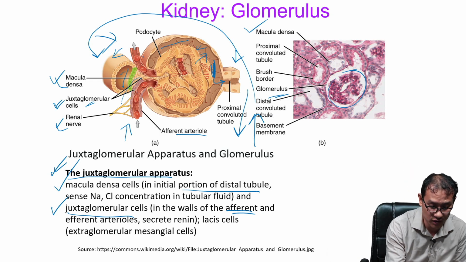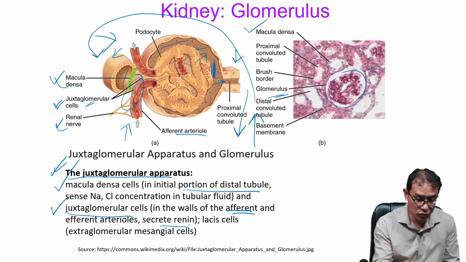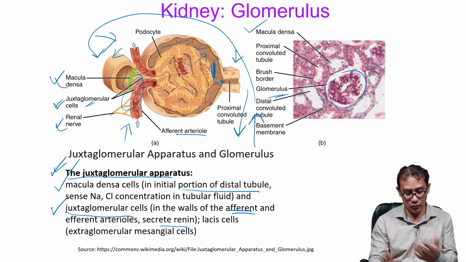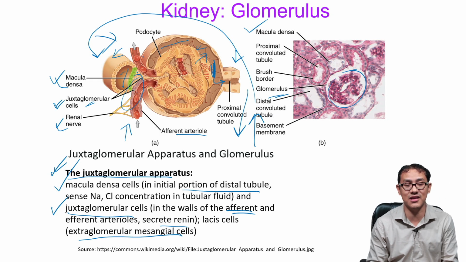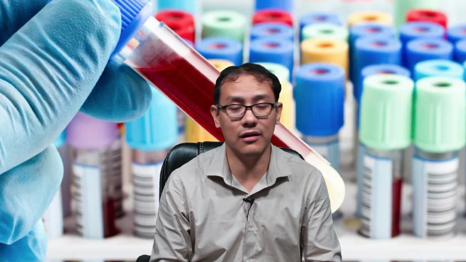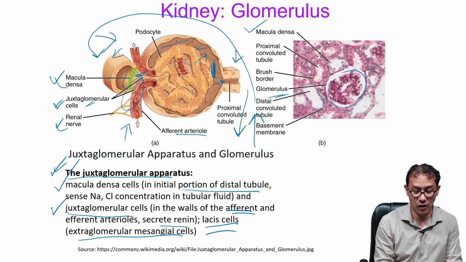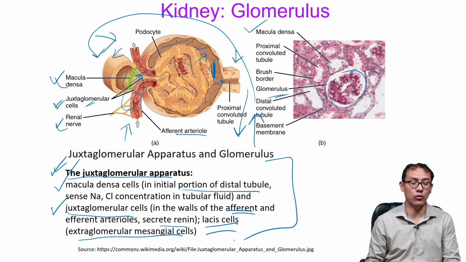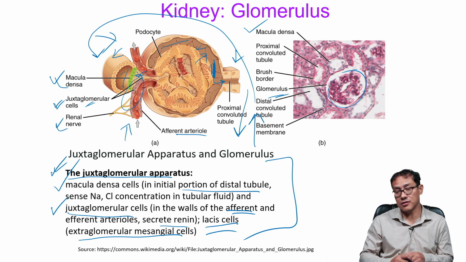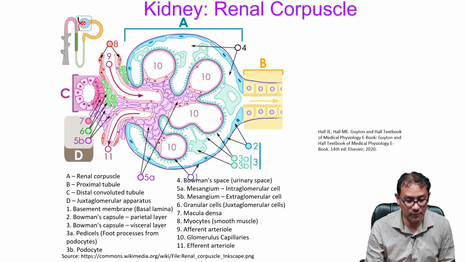For example, here you can see that in the wall of the afferent arteriole they secrete renin. Also there are the mesangial cells, known as extraglomerular mesangial cells, also known as Lacis cells. These are cells which surround the arterioles, but they are extraglomerular, outside the glomerulus. Together they form what is known as the juxtaglomerular apparatus or JG apparatus. These are very important for the regulation of blood volume and blood pressure.